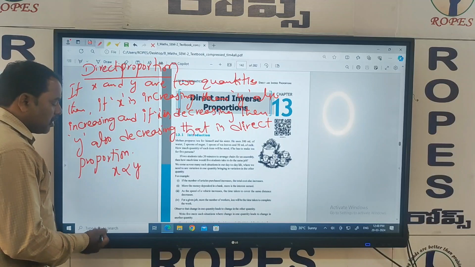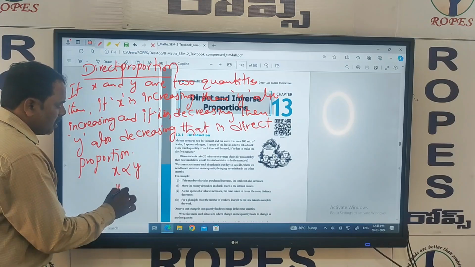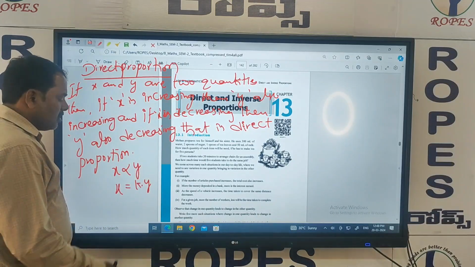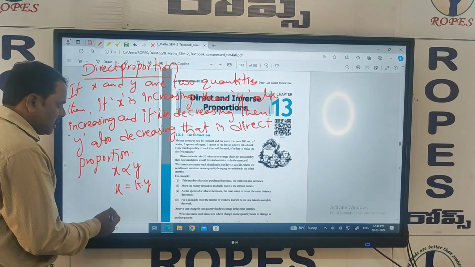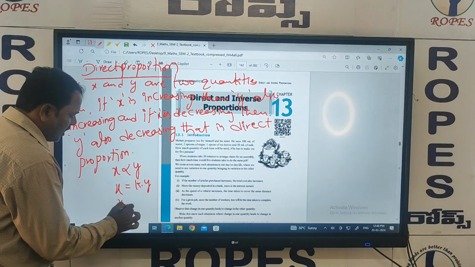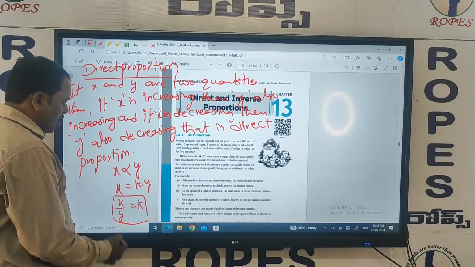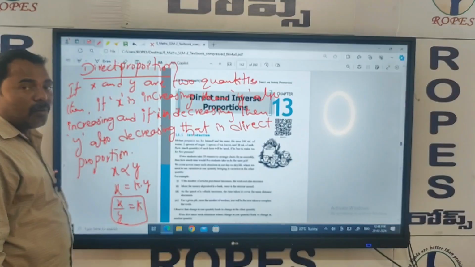Now, if x is directly proportional to y, when we remove the proportionality sign and write equal to, then x is equal to k into y. If y comes to the LHS, then x by y is equal to k, some constant. So the direct proportion quantity is in this x by y form.